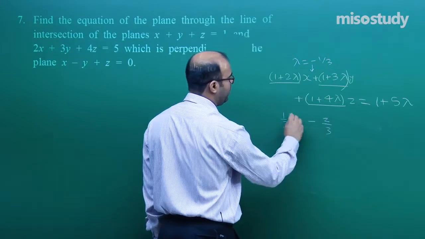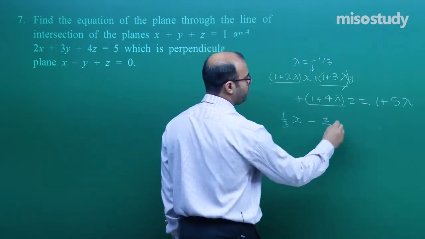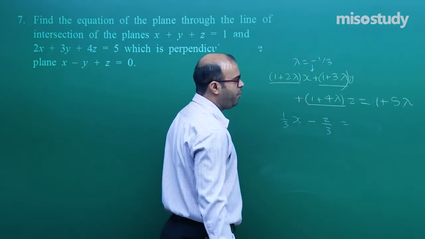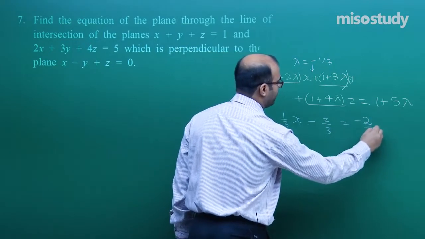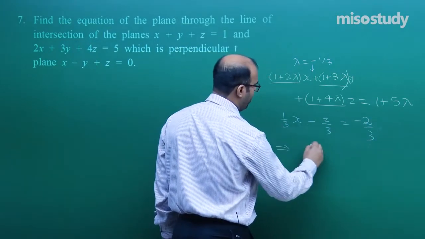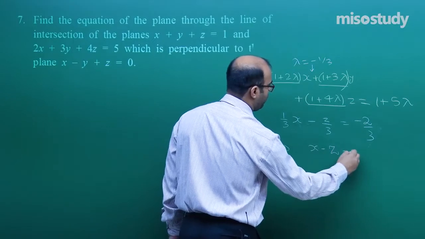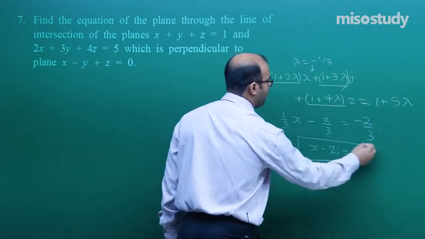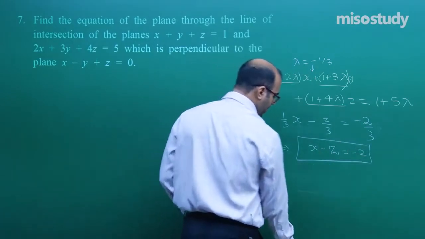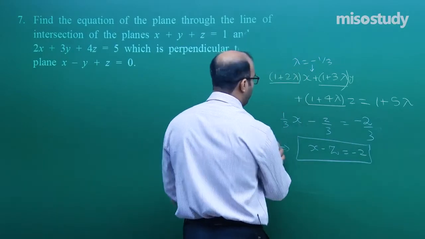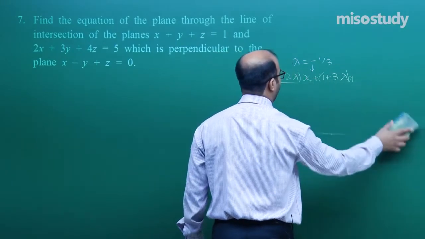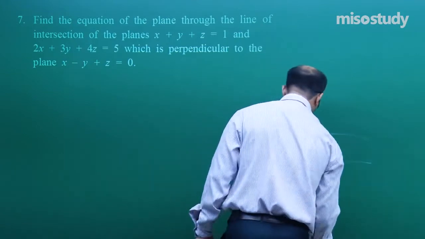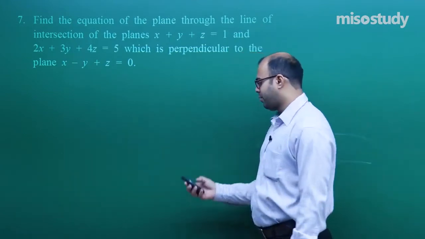Here x, as we have substituted lambda, is equal to 1 minus 5 by 3, that is minus 2 by 3. So finally it will become x minus z is equal to minus 2, which is the required equation of the plane. And this plane is actually passing through the line of intersection of the given two planes and perpendicular to the third plane which is given.